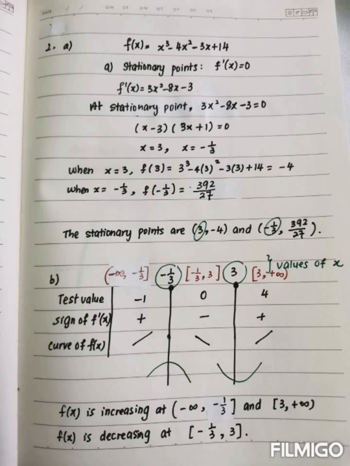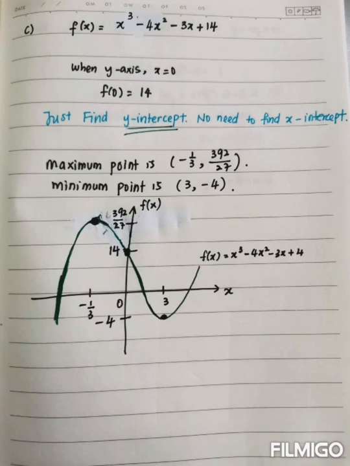Okay, here for this question, find stationary points. Don't forget to find your value of y. And then from the stationary points, use the value of x to do your first derivative.